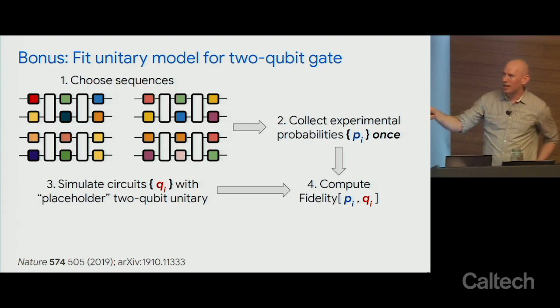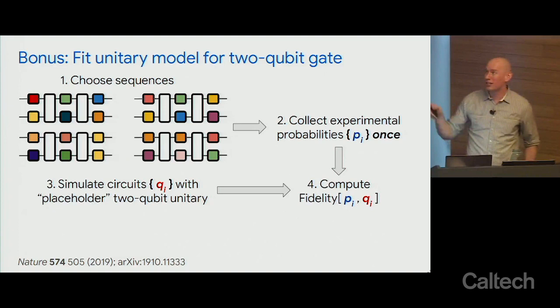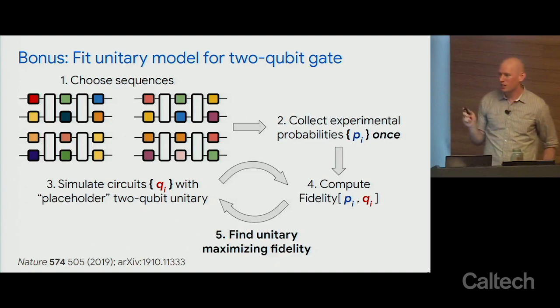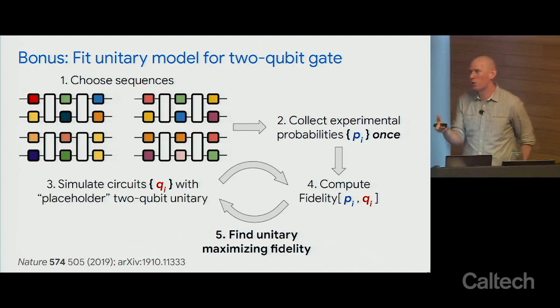Step 3 is to simulate what we expect to come out of these circuits. What probability distributions do we expect? But this is a trick. We're trying to figure out what is the unitary model for our 2-qubit gate. So we'll start off with a guess, sort of a placeholder, and that'll be our starting point. And then we can compute this fidelity, which depends on the probabilities that we measure and the probabilities that we should have gotten. What's interesting is we can then have a feedback loop where we go back and forth simulating circuits with different unitaries, and we optimize over that unitary to find the one that maximizes the fidelity. What that means is this unitary model is the one that best expresses what we were actually doing in our experiment. This is really great to know.